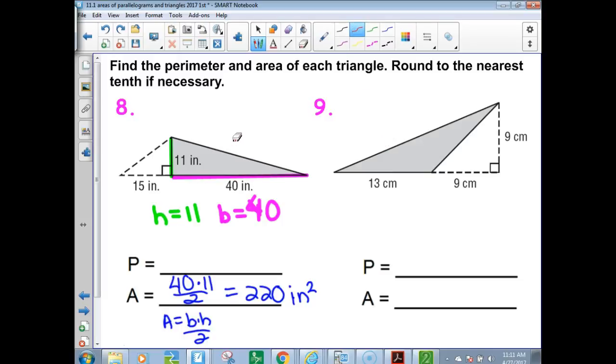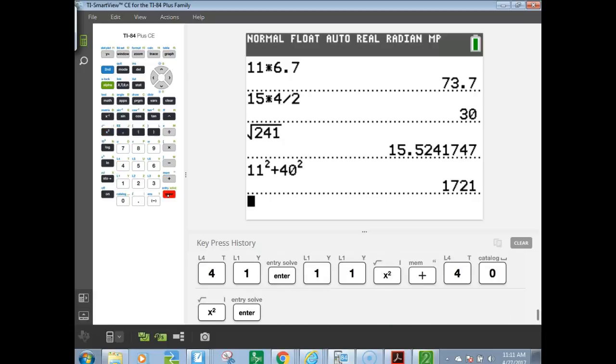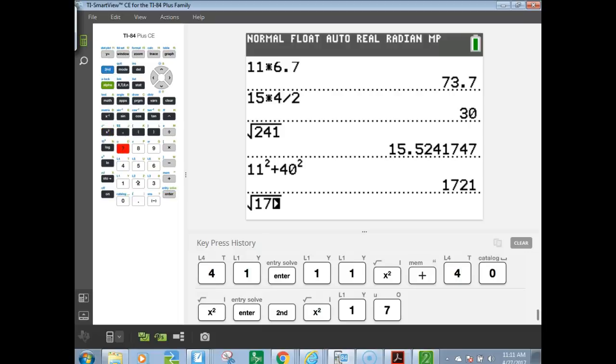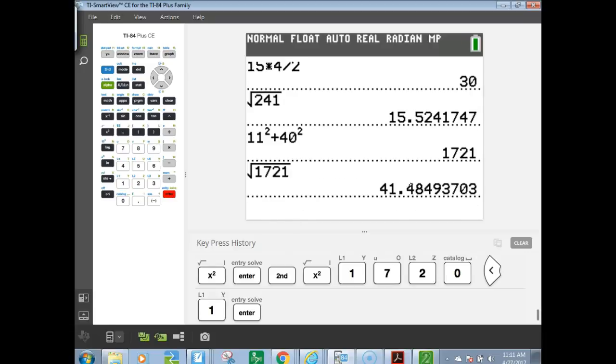Next, we're going to have to do Pythagorean theorem to find this hypotenuse. I'm going to put an x on it. And the hypotenuse, x squared, would equal the legs squared and added. 11 squared plus 40 squared, and then we'll have to take the square root. So we just grab the calculator and start typing. 11 squared plus 40 squared. Take the square root of the result. And then hit enter. All right, we've got 41.5.